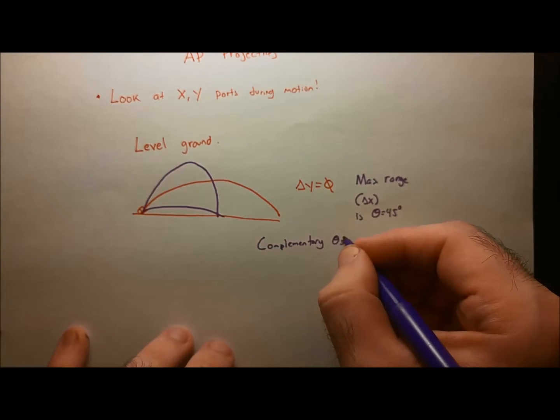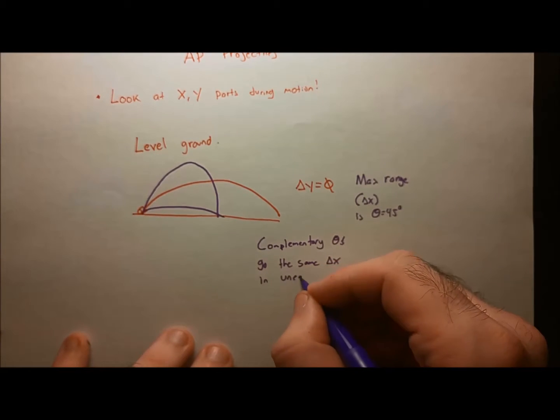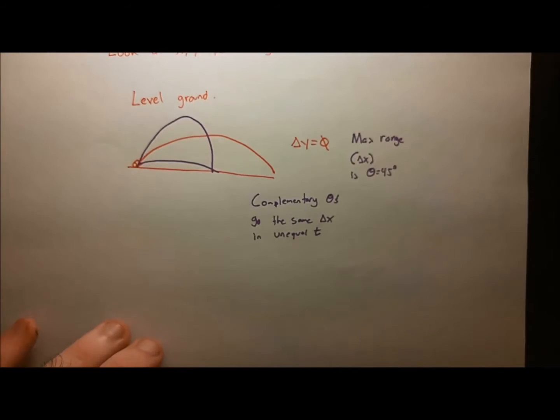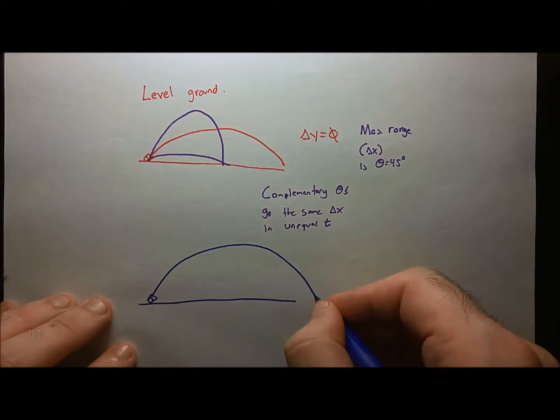So we learned that complementary angles have the exact same range. Something you shoot at 60 degrees and 30 degrees will go the exact same distance if it's on level ground. They're going to have unequal times, however. The higher the angle, the more y velocity, the longer it's going to take.